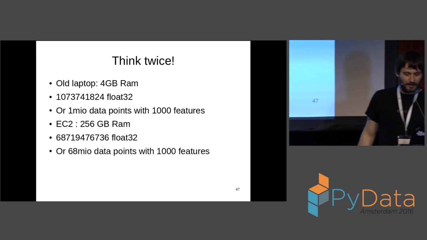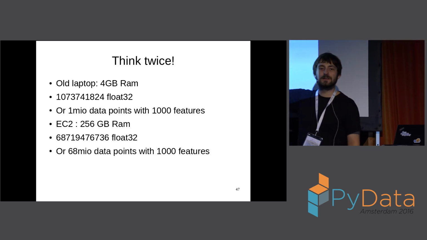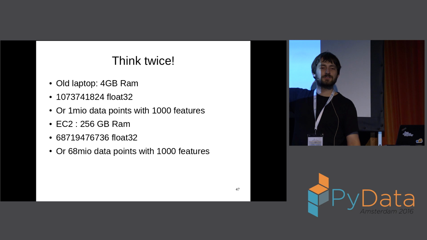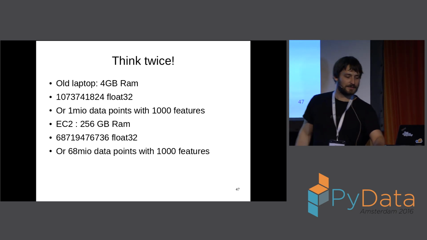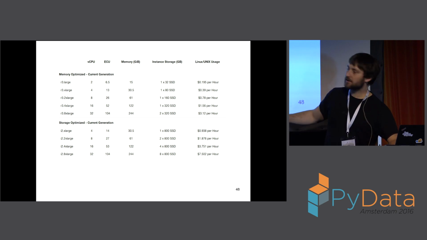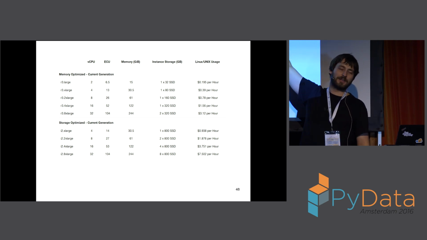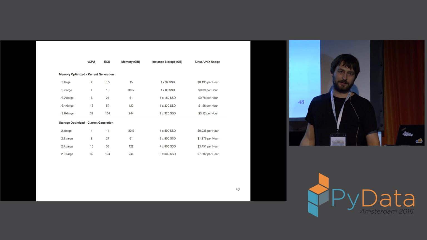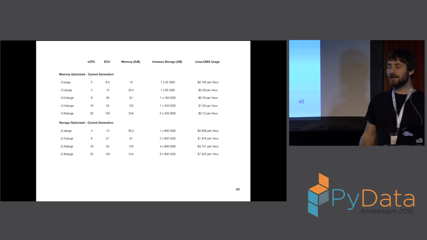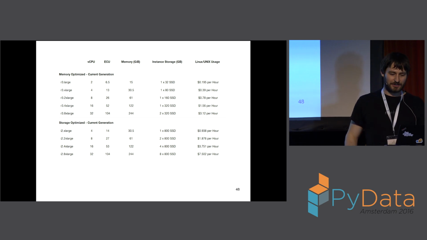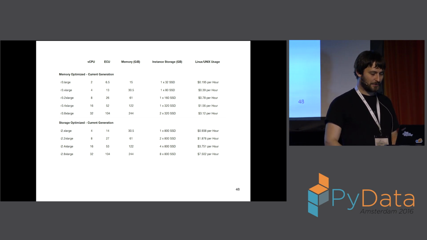So who has more than 68 million data points in this room? Okay, so you don't need out-of-core learning. You just need to spend $3.12 per hour, and you can fit your data into RAM. That's going to be much faster, and much cheaper than hiring a back-end engineer. You don't get a good back-end engineer for $3.12 an hour.